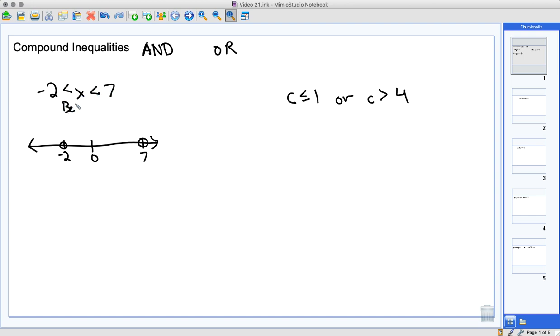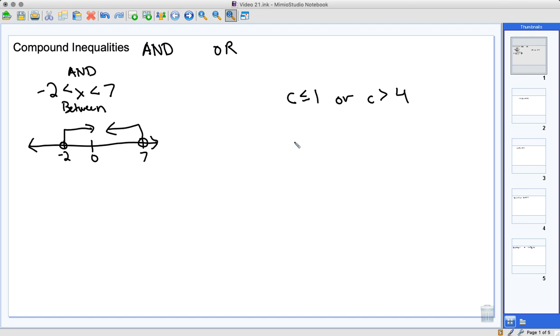Basically, guys, we want the answers that are between -2 and 7. So my arrows are going to point towards each other. For an "and" type of problem, my arrows should always point towards each other.